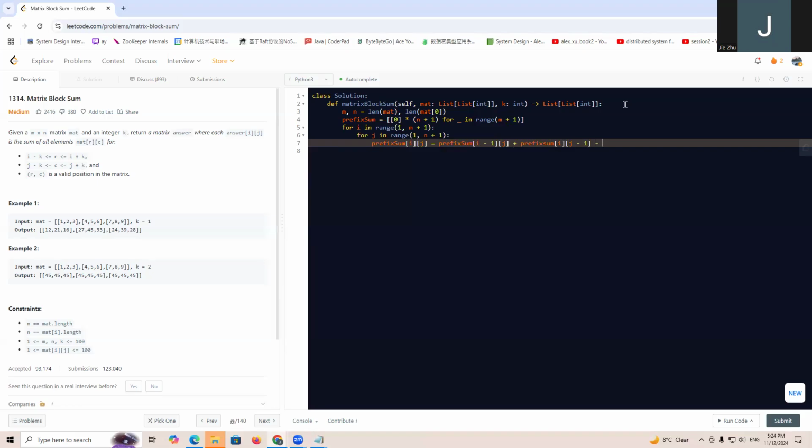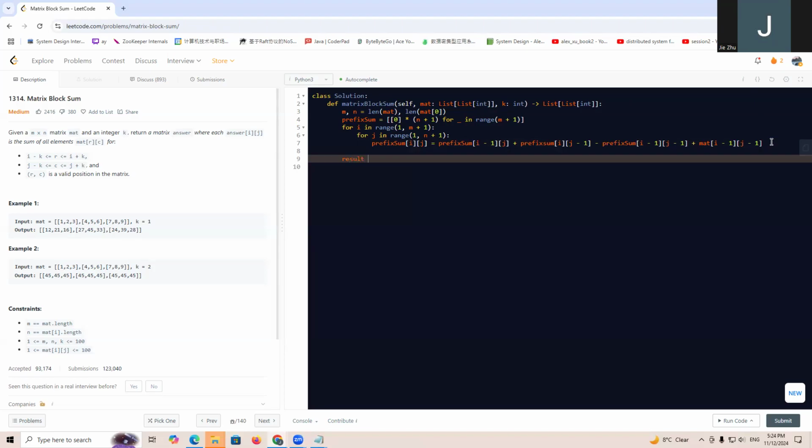And we need to subtract the duplicate calculation, which is prefix sum i minus 1 j minus 1. We also add mat i minus 1 j minus 1. There is one index offset: the mat index is one smaller than the prefix sum index. Then we have result equals a zero matrix of m by n.